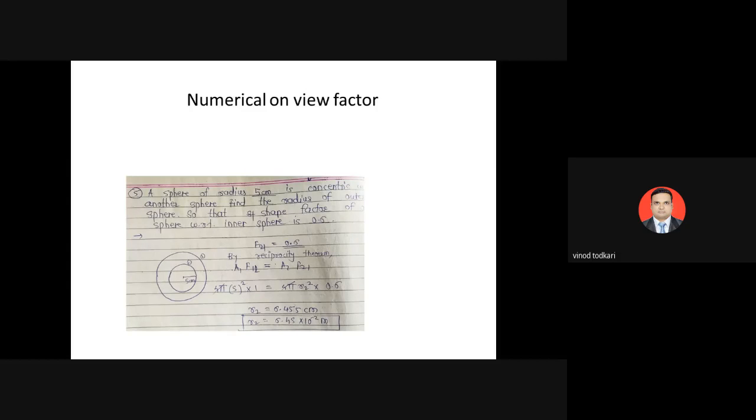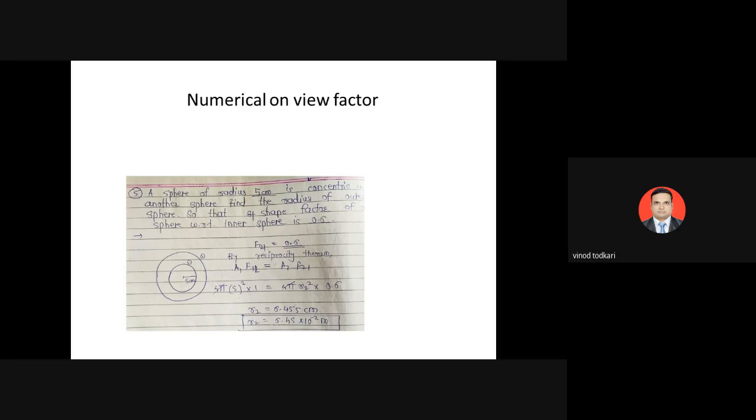Logically, you have to decide that if two concentric cylinders or two concentric spheres are there, all energy emitted by the inner sphere will be intercepted by the outer sphere, so the shape factor of the inner sphere with respect to the outer sphere will be 1. So F12 is 1. Simply one equation I have written, A1 F12 is equal to A2 F21. I know the value of F21, it was given in the question itself. I know logically the value of F12 is 1.